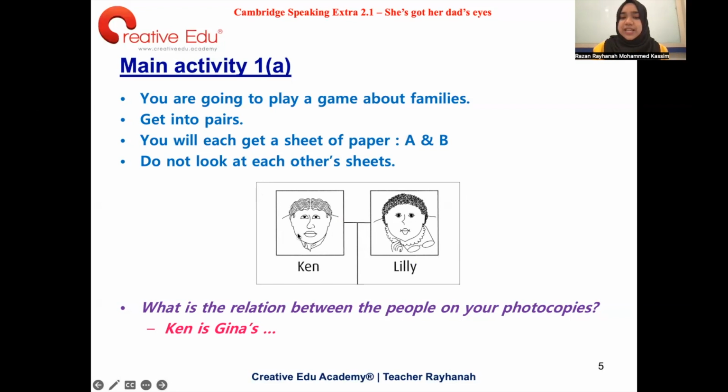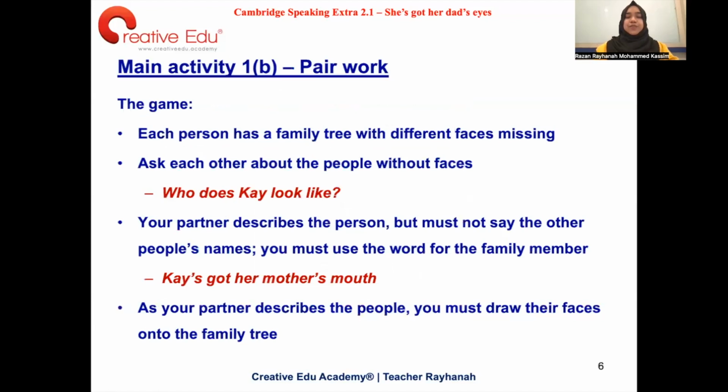So what is the relation between the people in these 2 pictures? So who is Lily to Ken? Lily is Ken's wife. Good job. Okay, so who is Ken to Lily? Ken is Lily's husband. So this line shows that they are husband and wife. Good job. Okay, so you would say Ken is Lily's husband. Got it? All right, moving on.